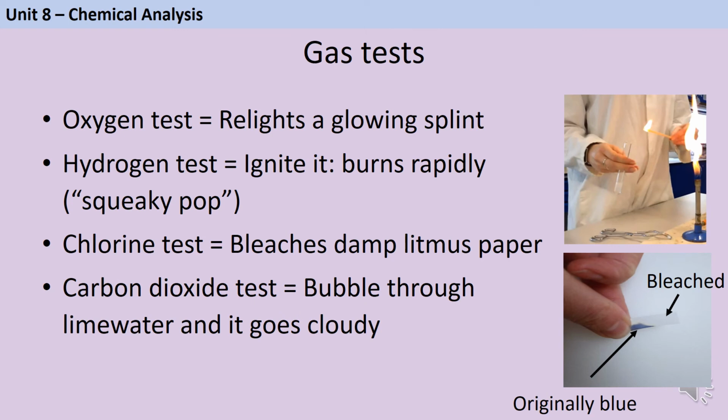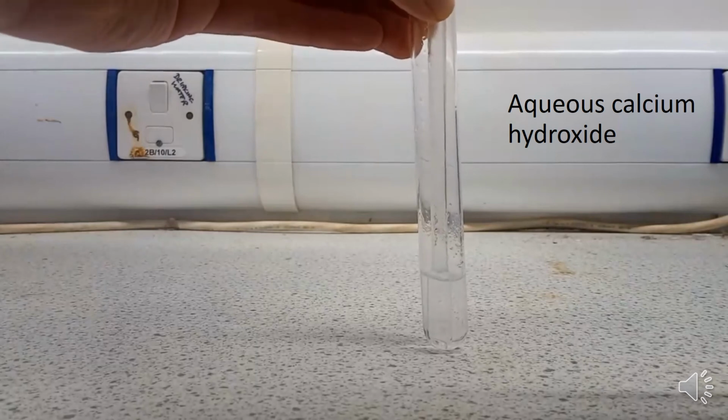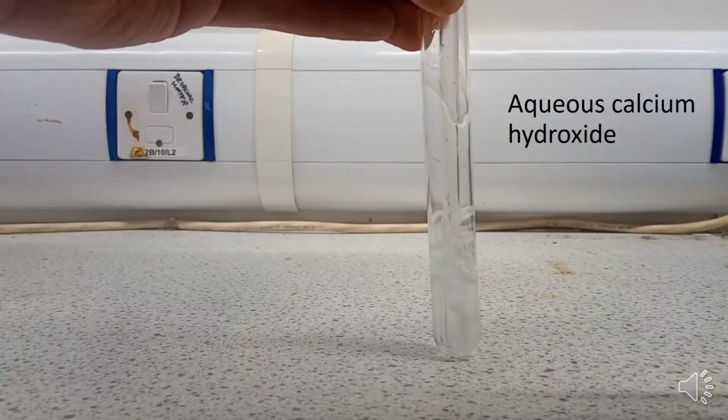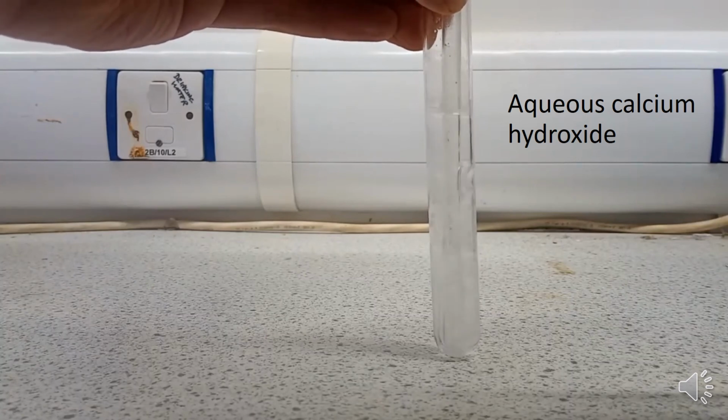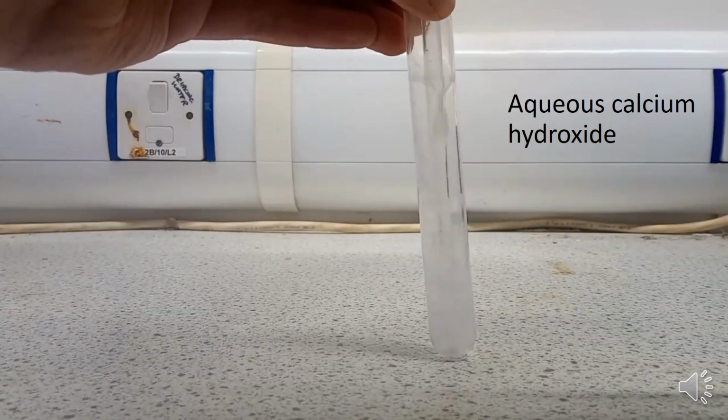The final test is for carbon dioxide, which you can either bubble through or shake with lime water until it goes cloudy. This colourless transparent solution of aqueous calcium hydroxide, commonly called lime water, reacts with small amounts of carbon dioxide to make a white calcium carbonate precipitate. That's a solid that makes the solution turn milky or cloudy.